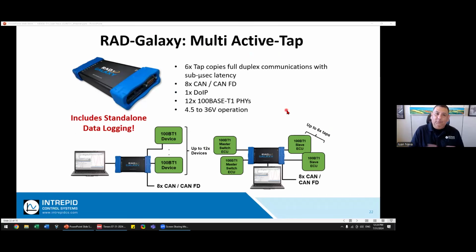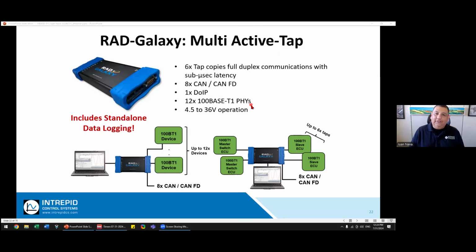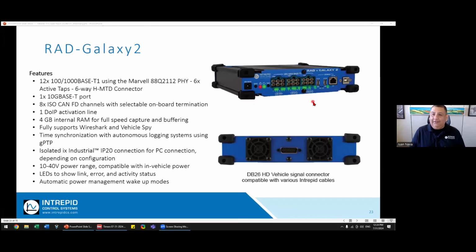Other things that you can use would be a RAD-Galaxy. This would allow you to do 6 taps, and it has all 8 channels of CAN FD. I don't remember this one having LIN. And then this one is our newest device. This one won't be out till maybe December when we expect it. The Galaxy only does 100 base-T1, for example, but the Galaxy 2 will do 100 or 1000 base-T1. This one is not quite available yet. Like I said, we expect it to be available around December. So this will be our newest device.